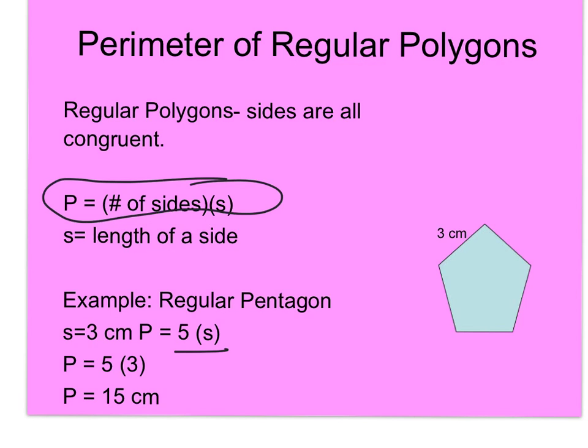For a hexagon, it would be 6 times s. For an octagon, it would be 8 times s, and so on and so forth. So for this particular example, we have a regular pentagon, 5 times the length of a side. The length of one side is 3 centimeters, so 5 times 3 gives us 15 centimeters.